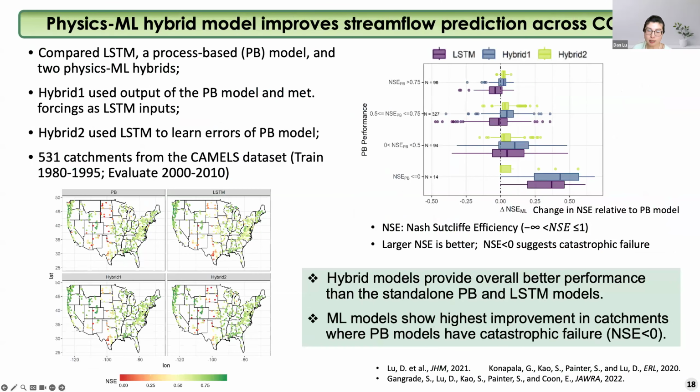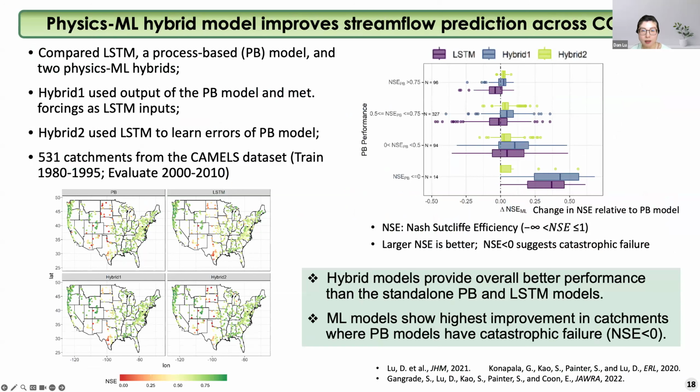We performed several studies using physics-machine learning hybrid modeling, and one such study focused on improving streamflow prediction across more than 500 catchments in CONUS by combining the physical modeling with machine learning. In this study, we developed two hybrid models and compared their performance against both a standalone physical model and a purely data-driven machine learning model.